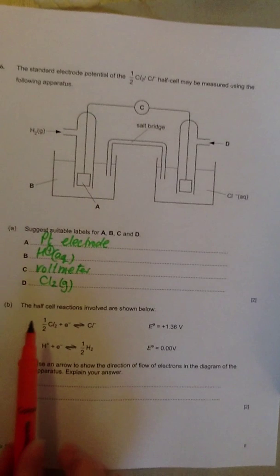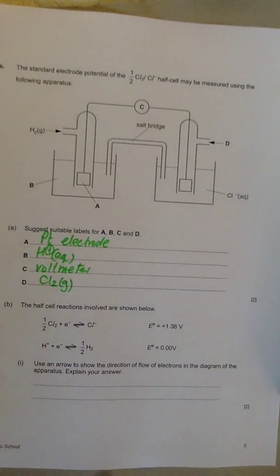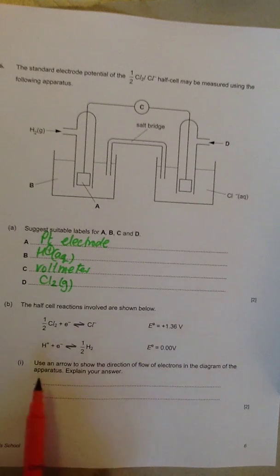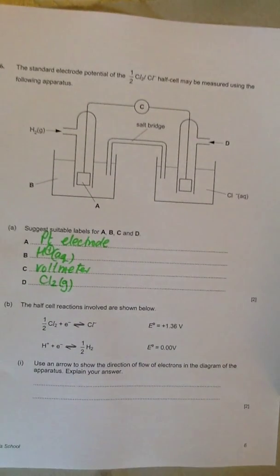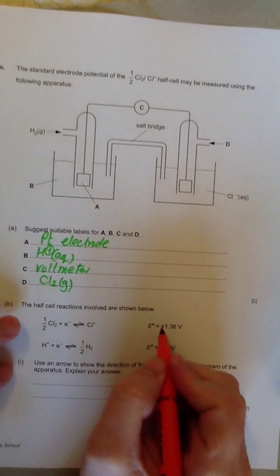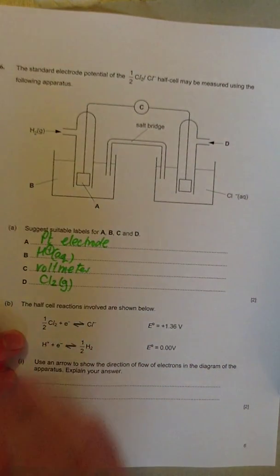The question goes on to say that half-cell reactions involved are shown below. Use an arrow to show the direction of the flow of electrons in the diagram of the apparatus. Explain your answer. So we've got two different half cells here, and we need to work out which one goes forward, which one gets oxidized, and which one gets reduced, and which one goes backwards. So the most positive reaction goes forwards.